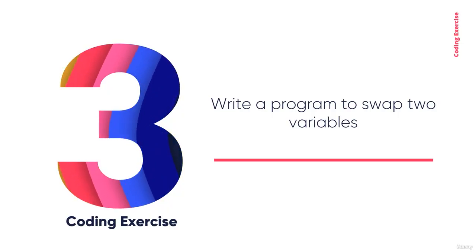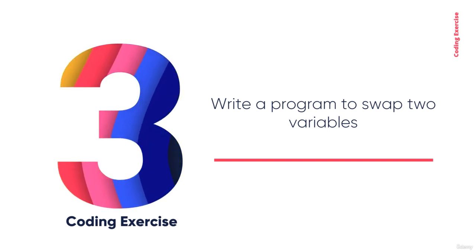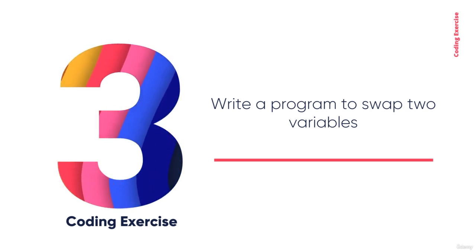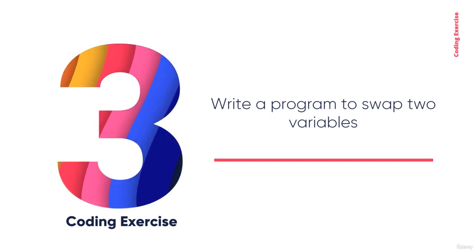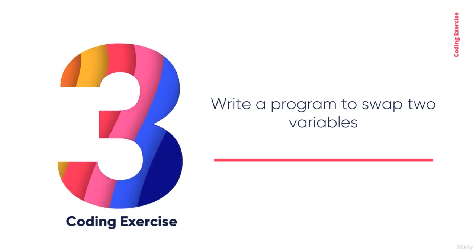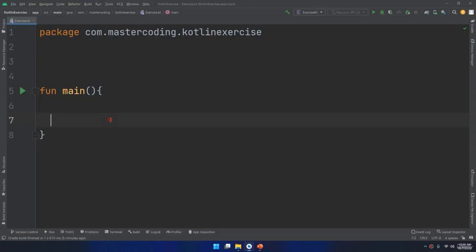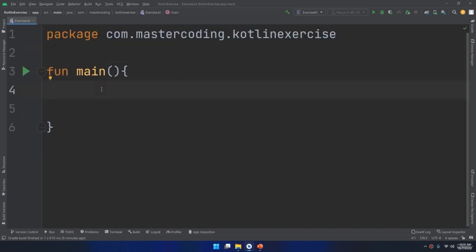Hello my friends, and welcome to coding exercise number 3. We are asked to write a program to swap two variables. If the user enters a equal to 5 and b equal to 6, I need to display a equal to 6 and b equal to 5. I need to swap the values of these two variables. Pause the video and think about how to solve such a program. So before we start, I'm waiting for your solutions in the comments below. Please paste your solutions in the comments so I can help you if you have any trouble.